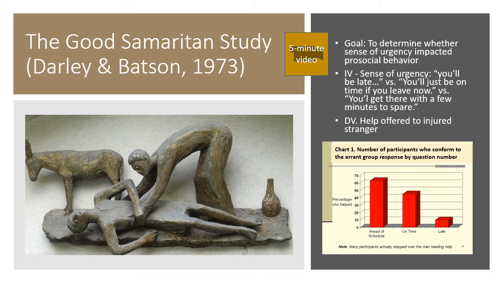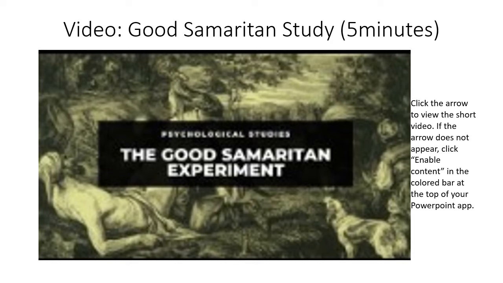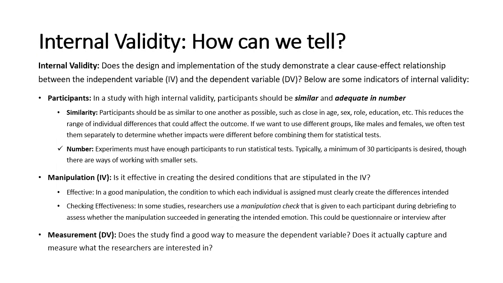And then the Good Samaritan study in 1973, in which seminary students were either made to feel that they were going to be late to give an important talk, or that they'll be just on time if they leave now, or they'll get there with a few minutes to spare, and then they observed whether they offered help to a stranger. And you've seen this study, so those are the ones we'll look at.